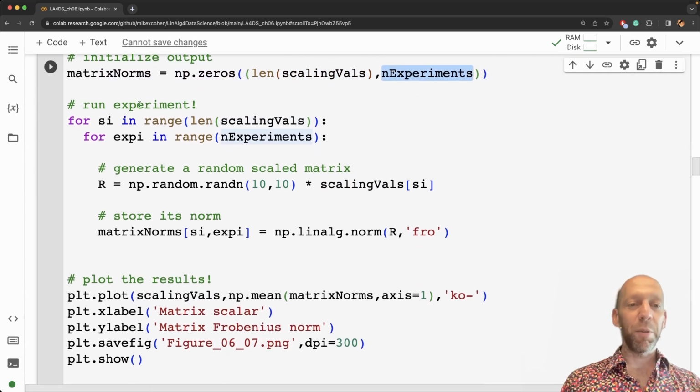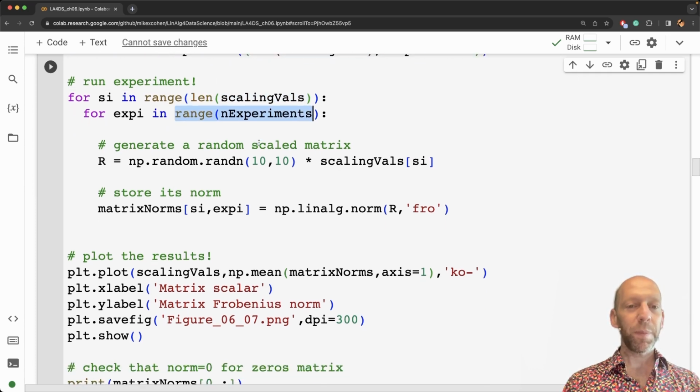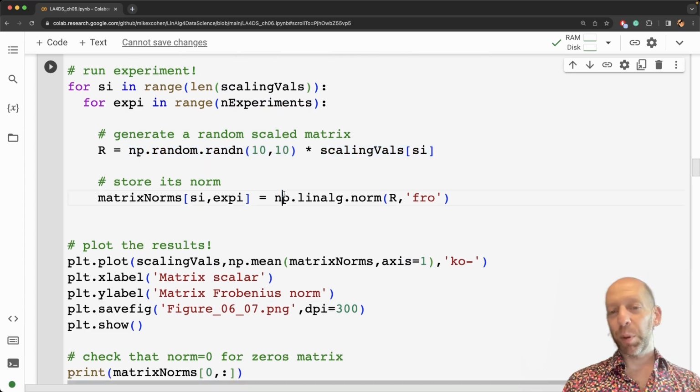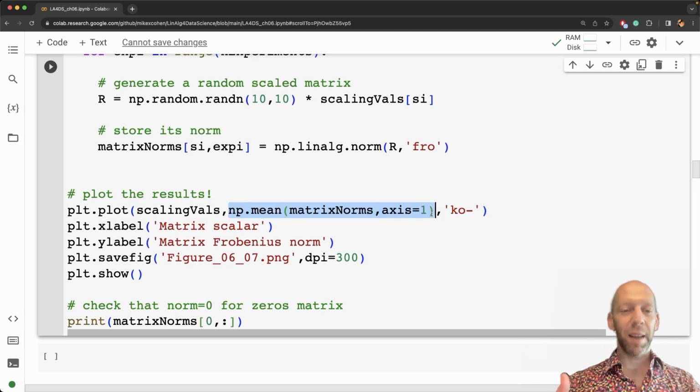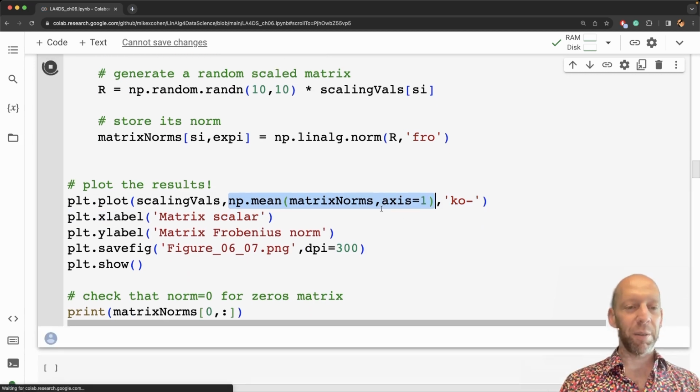So now we need a double for loop. We loop over the scaling values and we loop over the experiments. Here I compute the random numbers matrix and then multiply it by the scalar. And then I compute the norm and I'm specifying that it's the Frobenius norm. Okay, and then here I'm averaging over all of the results across the 10 experiments to generate this figure.